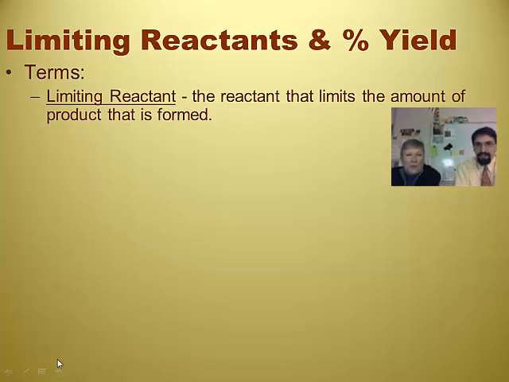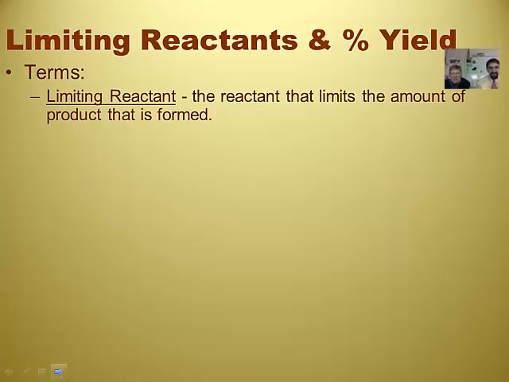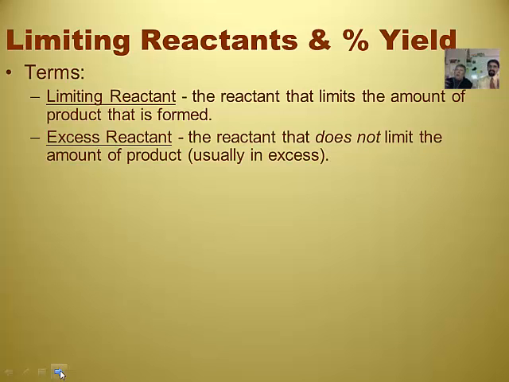All right, so different terms that you need to know. Limiting reactant. The limiting reactant is the reactant that limits the amount of product that's formed. So it's the thing that you don't have quite enough of. In that example the other day, it was the bread that we didn't have enough of. We only had 7 slices of bread and 6 slices of cheese. The bread limited how many sandwiches you could make. We had one leftover piece of bread.